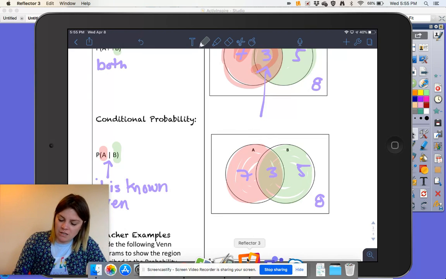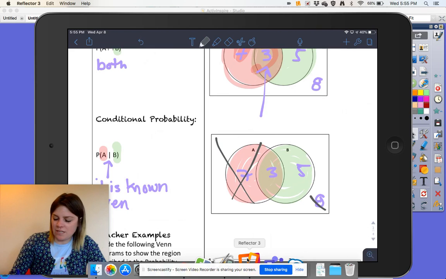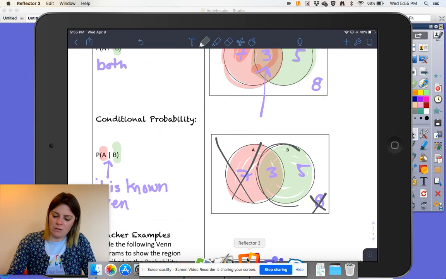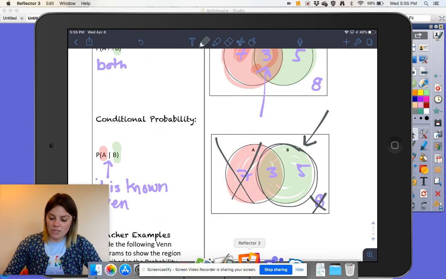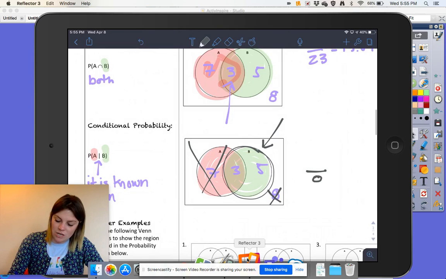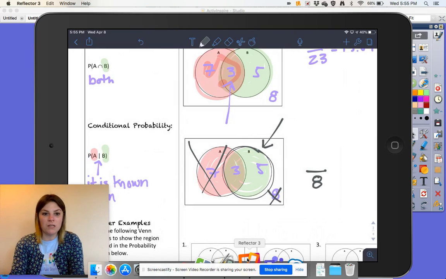So I'm going to go, get away from me, 7. Get away from me, 8. All I care about is B now. It's like when you first fall in love, all you can think about is that person. All you care about is B. So what does that do? It changes your denominator. Since your whole world is B, you only have 8 things.